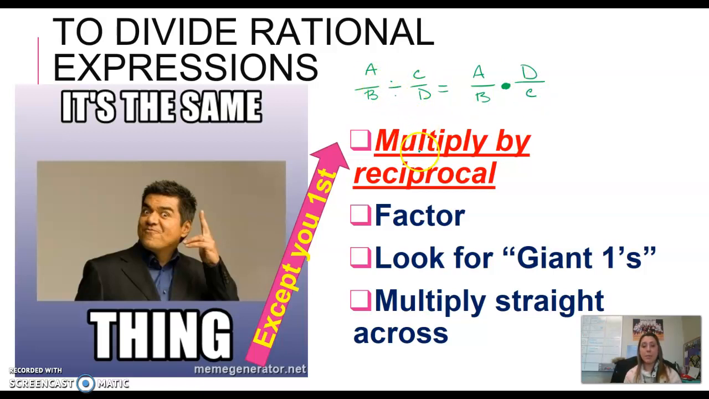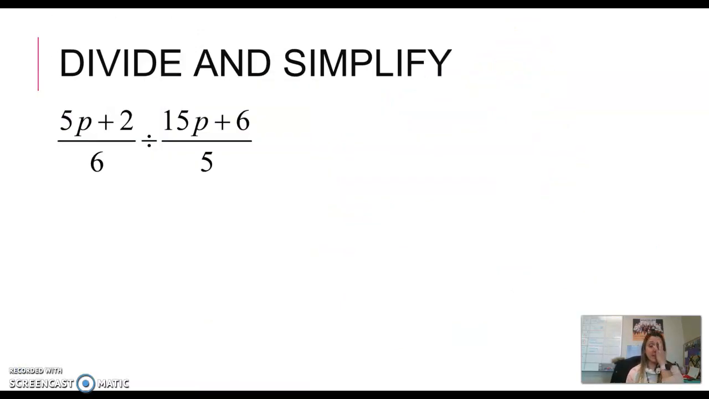So multiplying by the reciprocal is keep, oops, I wrote that in the wrong spot. Sorry. Keep the first fraction the same, change the sign, and flip the second fraction. So keep, change, flip. Then we are going to factor, and then we just basically multiply. Now it's a multiplication problem, and we know how to deal with that. So go ahead and get this example in your notes, and let's set this up.